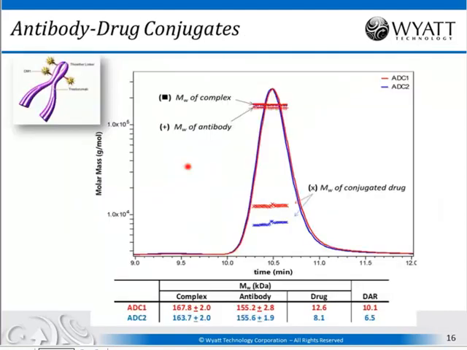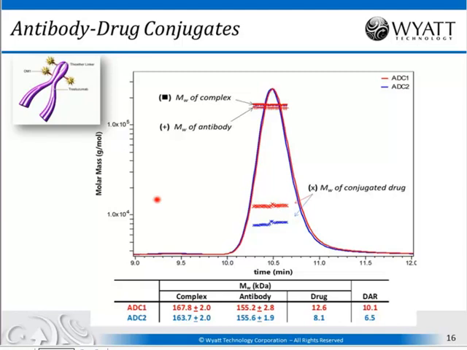The protein conjugate analysis is also useful for analyzing antibody drug conjugates if you want to know the drug to antibody ratio, the DAR. Again, similar analysis. We use the three detector system. And here we've looked at two different ADCs, ADC1, ADC2, determine the total molecular weight of the complex, the molecular weight of the antibody alone, which is identical for both of them because they're based on the same antibody. And then finally, the molecular weight of the conjugated drug. This is actually the total molecular weight of the drug and linker, which is conjugated to the antibody.